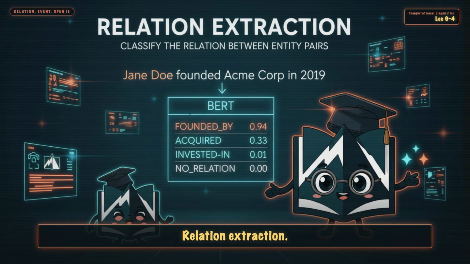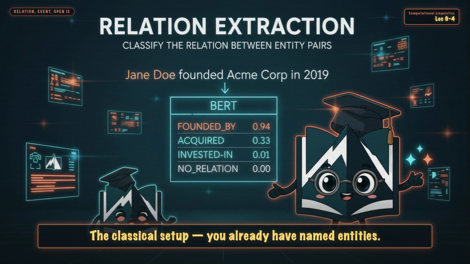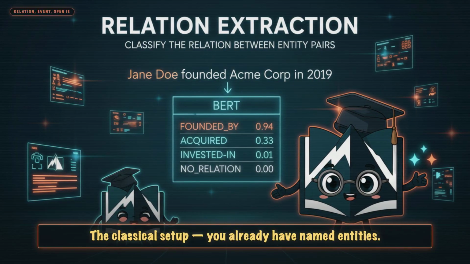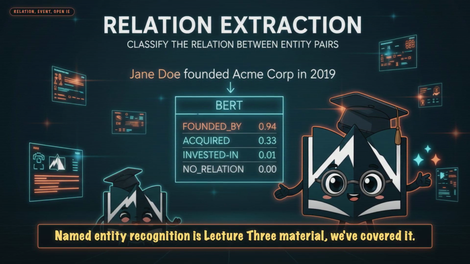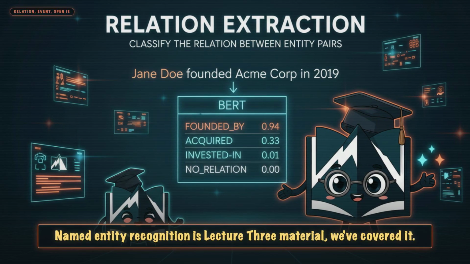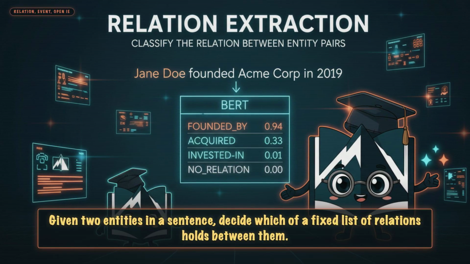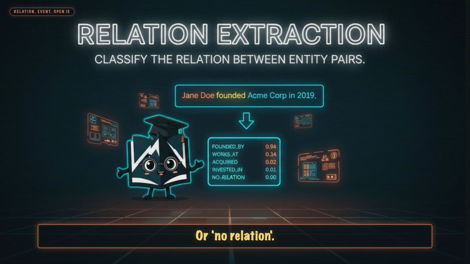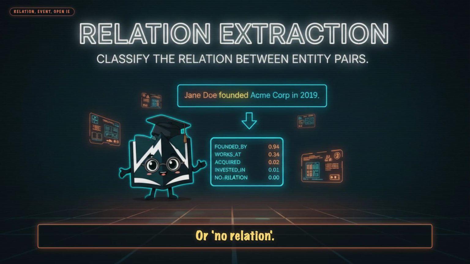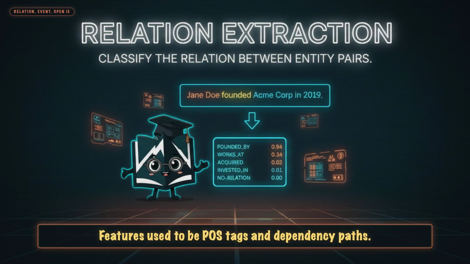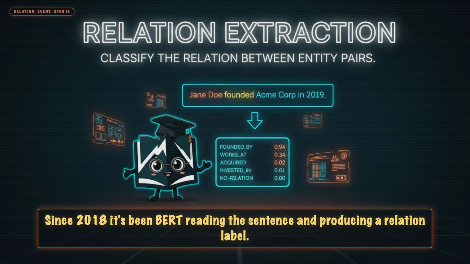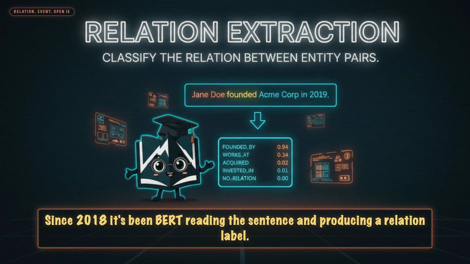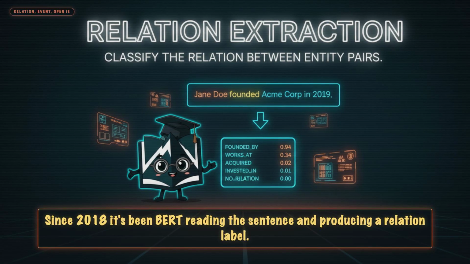Beat 1. Relation extraction. The classical setup. You already have named entities. Named entity recognition is lecture 3 material. We've covered it. Given 2 entities in a sentence, decide which of a fixed list of relations holds between them. Or no relation. It's classification. Features used to be POS tags and dependency paths. Since 2018, it's been BERT reading the sentence and producing a relation label.